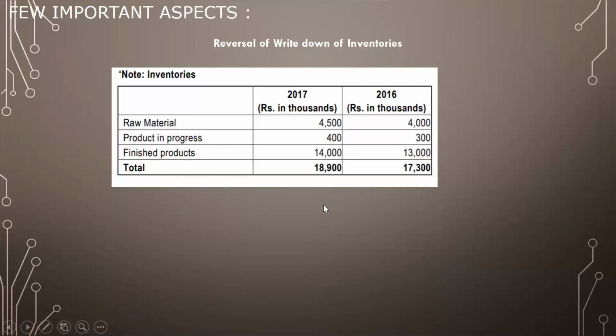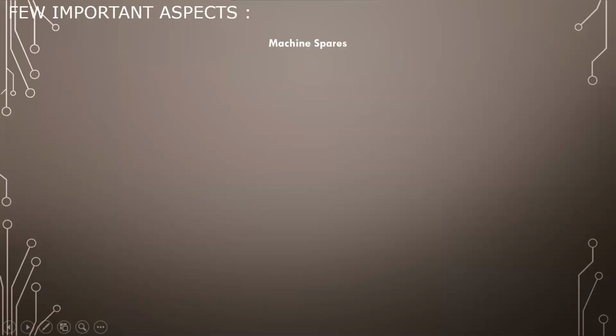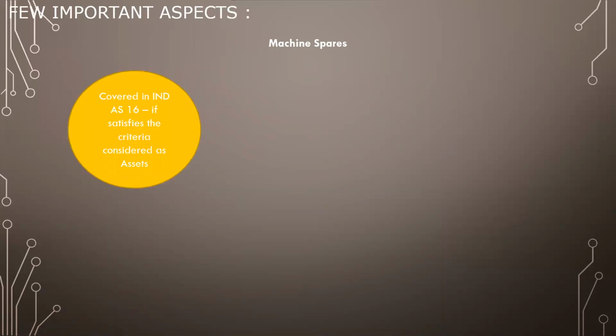Now let me go to the next point, machine spares. Earlier it used to be reported as part of the accounting standard 2, but in Ind AS it's not specifically mentioned. That's primarily because it's covered in Ind AS 16.